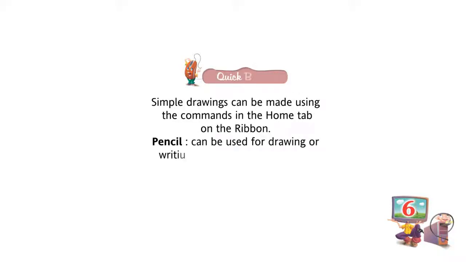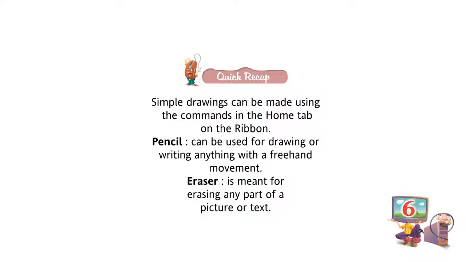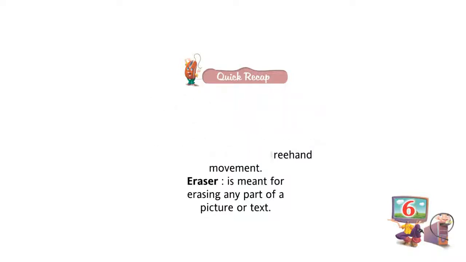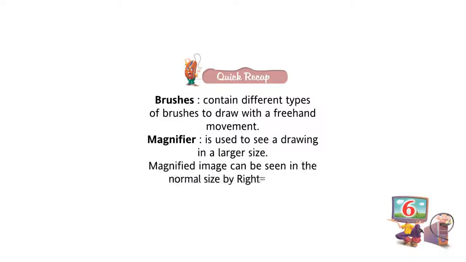Quick recap. Simple drawing can be made using the commands in the Home tab on the ribbon. Pencil can be used for drawing or writing anything with a freehand movement. Eraser is meant for erasing any part of a picture or text. Brushes contain different types of brushes to draw with a freehand movement. Magnifier is used to see a drawing in a larger size. Magnified image can be seen in the normal size by right-clicking at any part of the picture.